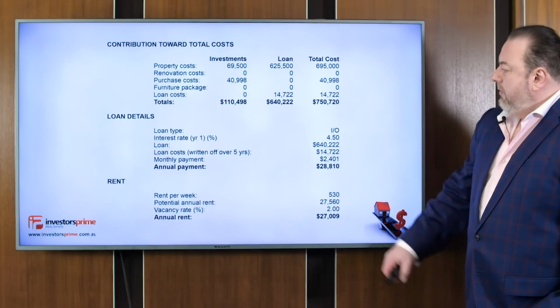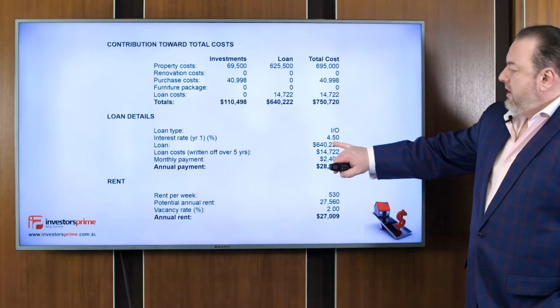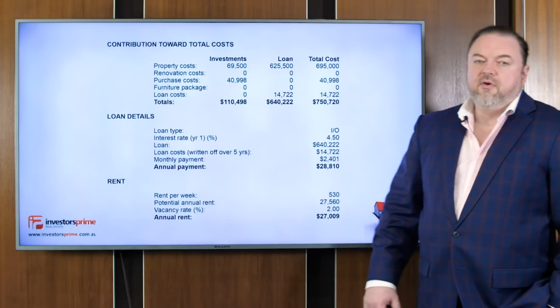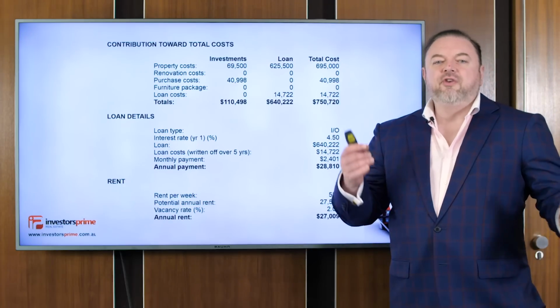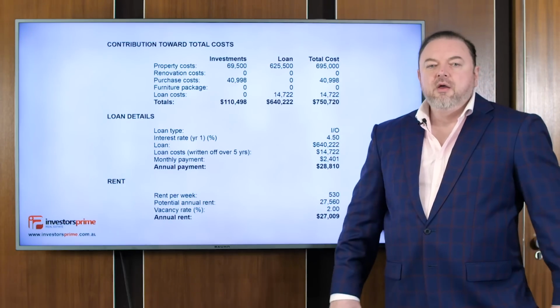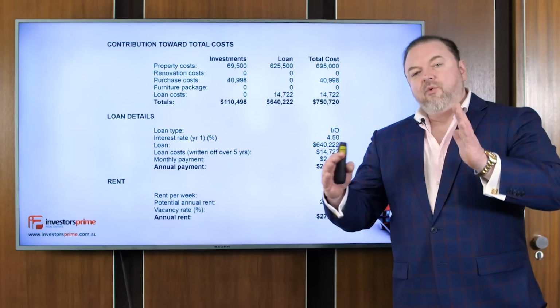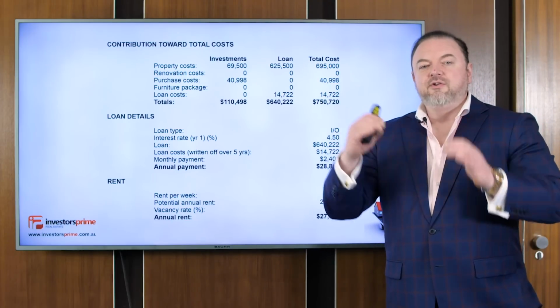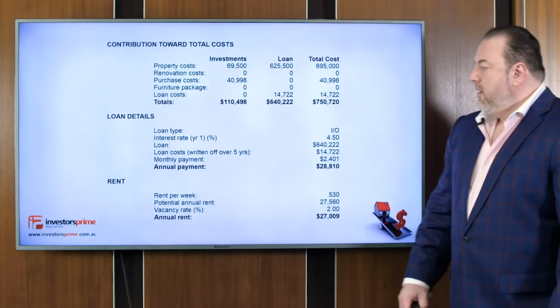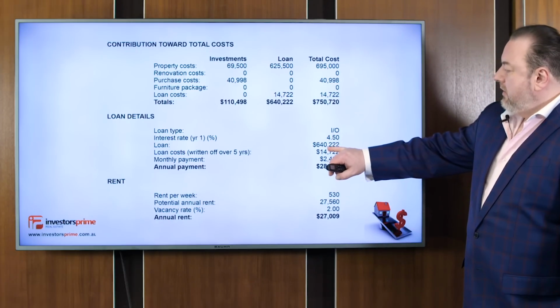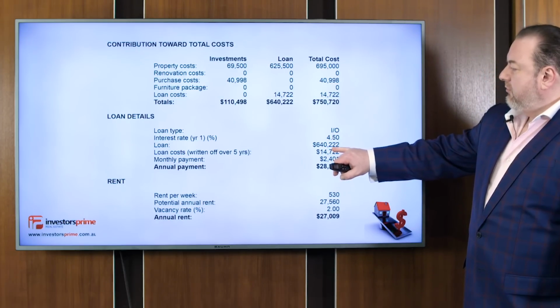In this example, it was an interest-only loan at 4.5%. That's at the time of obviously getting approved. Now, by the time it settles, interest rates could be much higher, but rentals will be higher as well. So remember, as interest rates go up, rentals go up, so they equalise each other. That's the key thing. So he's getting a loan for $640,222.